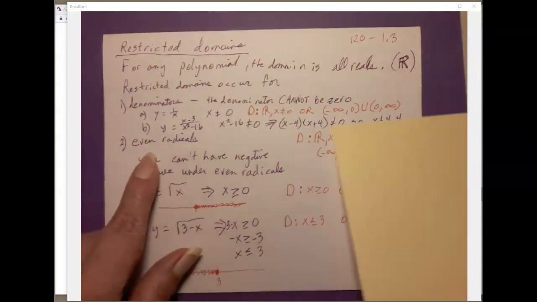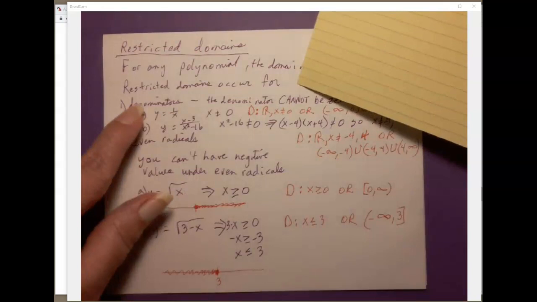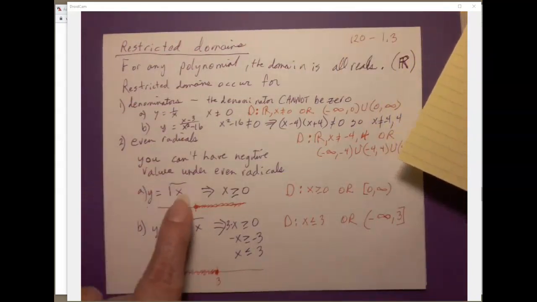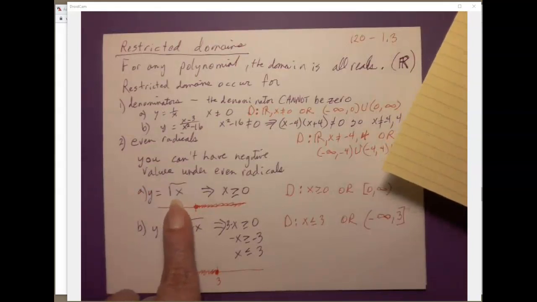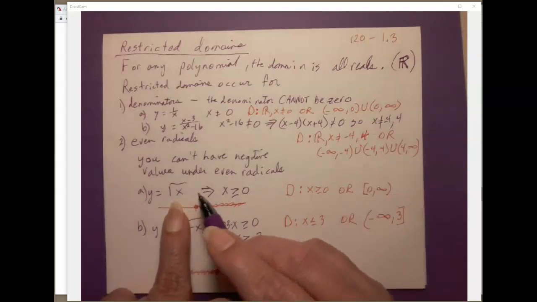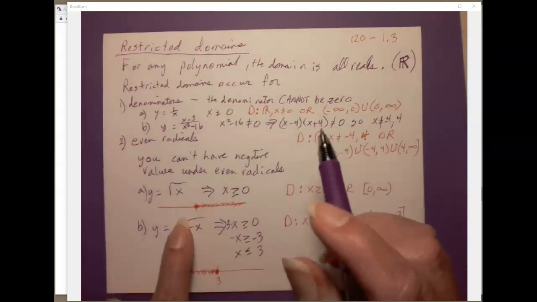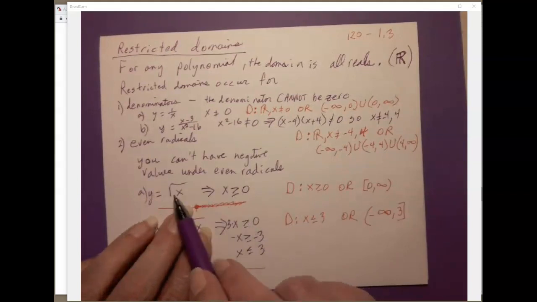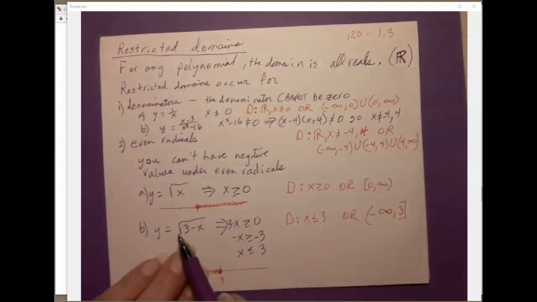So the other one, first restriction, no zeros in the denominator. Second restriction, you can't have negatives under even radicals. So cube root of x, I can do. It's all reals. Here, square root of x has to be greater than or equal to 0. Square root of 3 minus x has to be greater than or equal to 0.